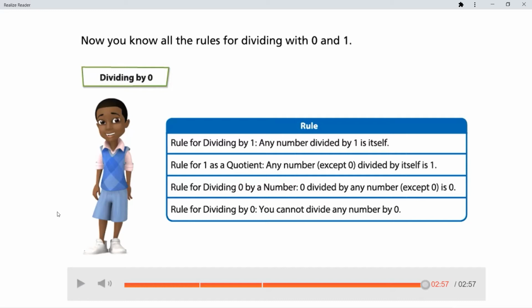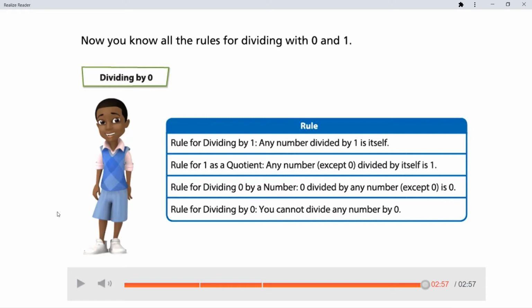Now we also have a rule for dividing 0 by a number. If I have nothing and I want to share it with a group, none of them get anything. So 0 divided by any number except for 0 is equal to 0. If I have no cookies, but I have 3 friends, I can't give my friends anything. They all get 0 cookies because I didn't have any cookies to start with. And the last one, when you're dividing by 0, you can't do that because you can't divide a number by 0. Remember, we have to be able to do the inverse to double check.